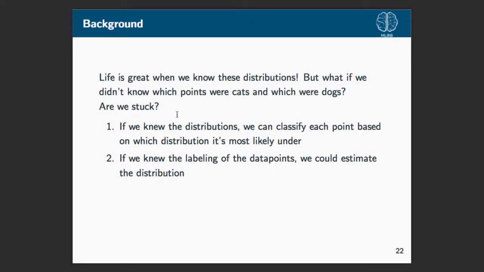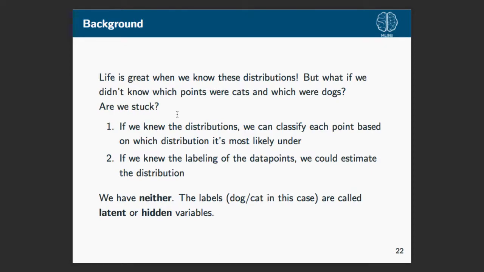On the other hand, if we knew the labeling of the data points, we could then calculate the distributions and we'd be set. Does that make sense too? So it's kind of like this dual thing, right? We don't know the labels of the data points and we don't know the distributions. If we knew either of those two things, we'd be fine. But we don't know either. So that's a fundamental problem and we want to get around that.